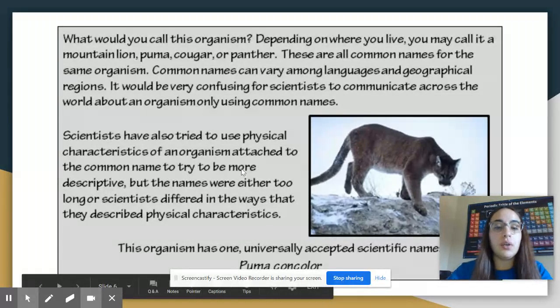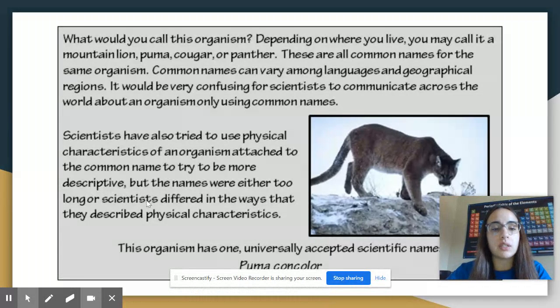So definitely read through this a little bit more too. It just talks about how, if you try to use physical characteristics to classify something, you might describe those differently, right? What someone might consider a light brown, someone else might consider a dark blonde, if you're talking about hair color. So giving it a specific scientific name makes it very clear.